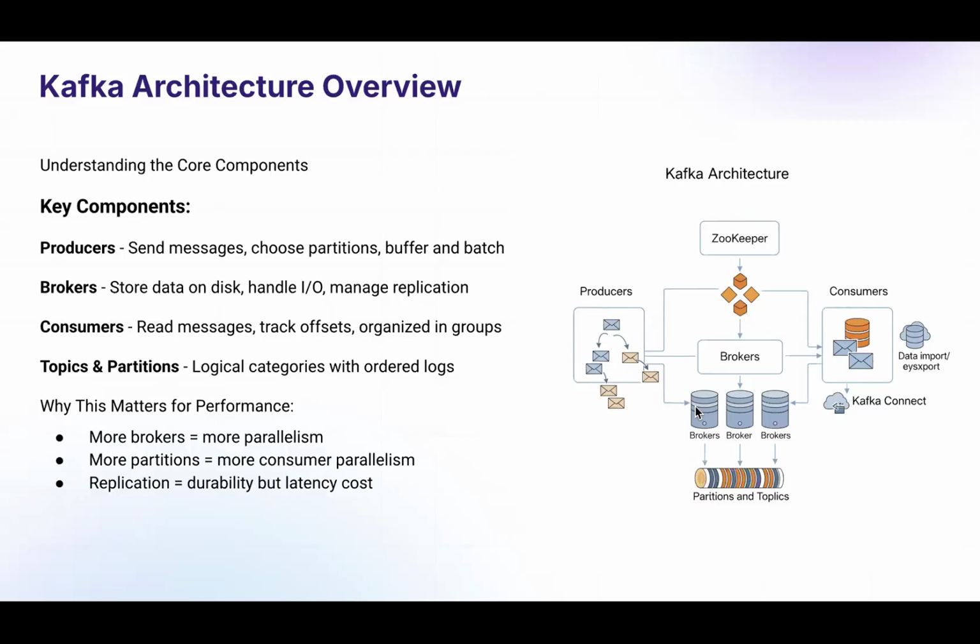Why does this matter for performance? Three key reasons. First, more brokers mean more parallelism. If you have 10 brokers, you can have 10 different leaders handling writes simultaneously. Second, more partitions mean more consumer parallelism. Each consumer in a consumer group can read from one or more partitions independently. Third, and this is the important one, replication gives you durability, but it comes at a latency cost. When you write with acks equals all, you are waiting for those followers to replicate the data before acknowledging. Understanding these trade-offs is essential for tuning.